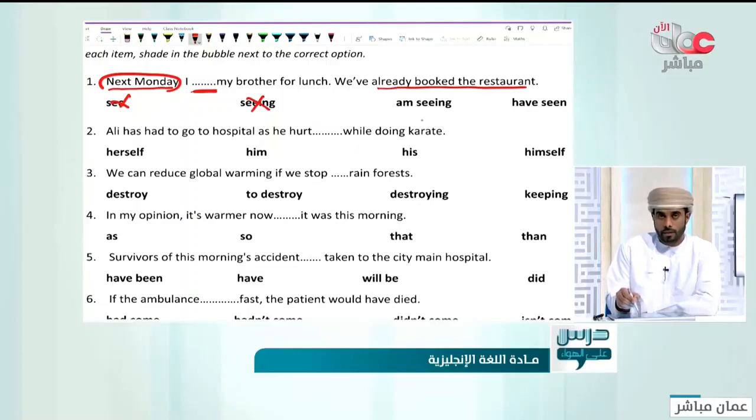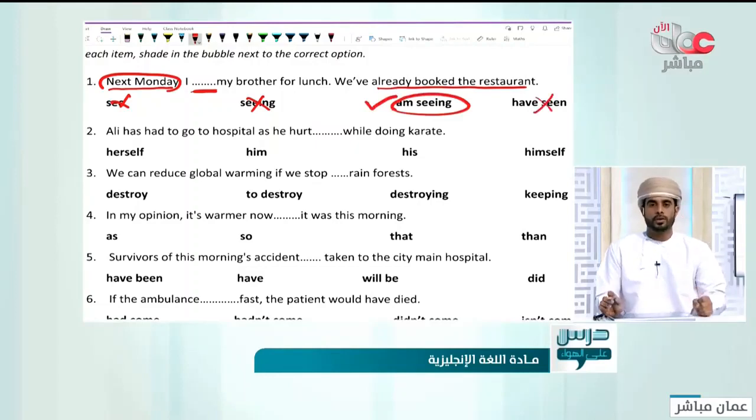I am seeing my brother for lunch tomorrow. Yes, this one would work. Have seen, it won't work in here because it's not talking about the future. Good. Let's move to 2.